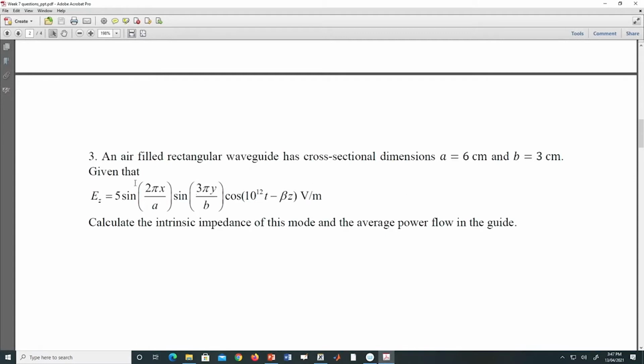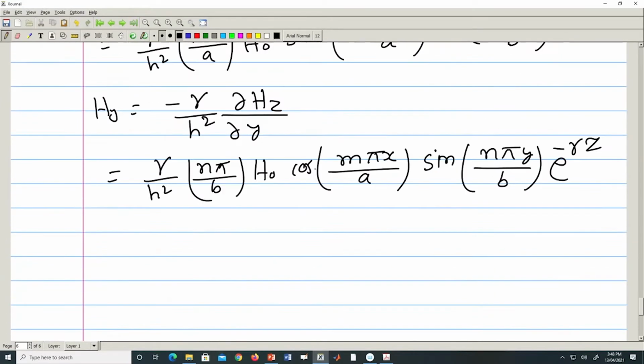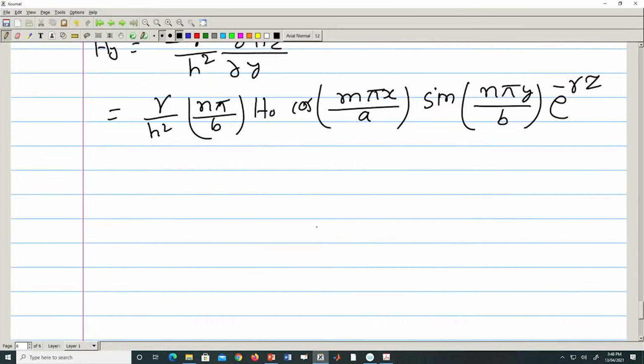So, this will be the TM23 mode. And first we will calculate the intrinsic impedance of this mode. So, we identified the mode, that is TM23, and for TM23 mode we will calculate the wave impedance, intrinsic wave impedance for TM23.